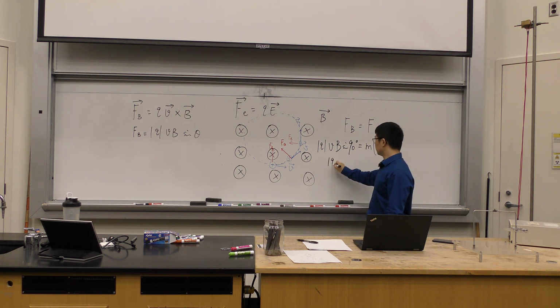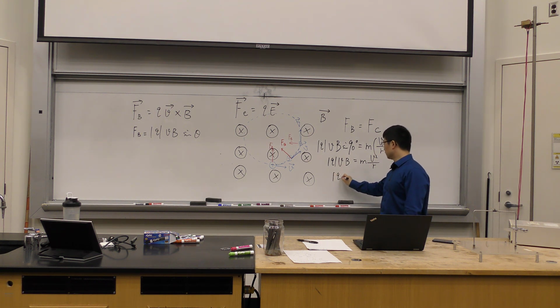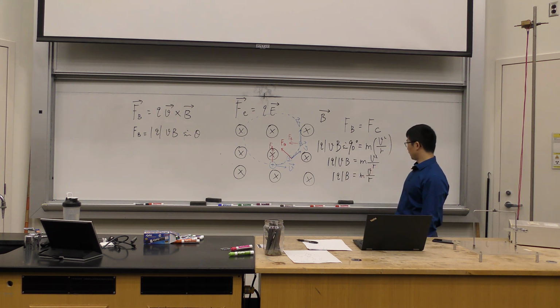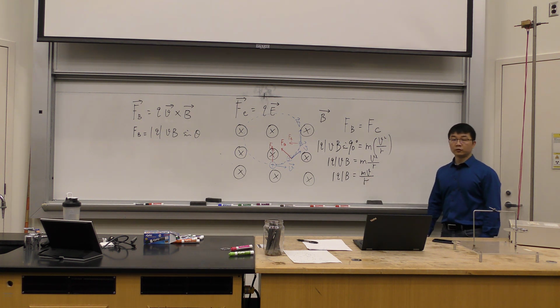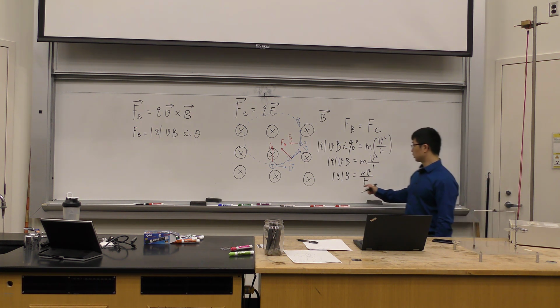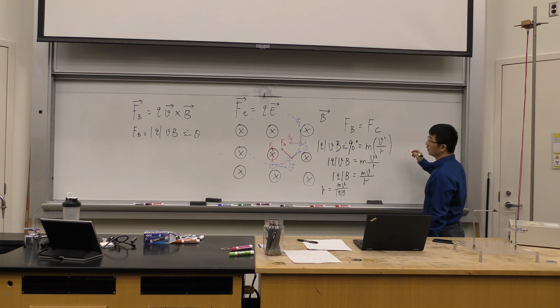So you will get Q, V, B, this is 1, equals M, V squared over R. You rearrange this equation, right? V is going to cancel one power of this guy, so you get QB equals M, V over R. If you want to find an expression for R, now that's easy. If I put M and V at the top together, what is going to be the expression for R? That's going to be M, V over Q, B, right?